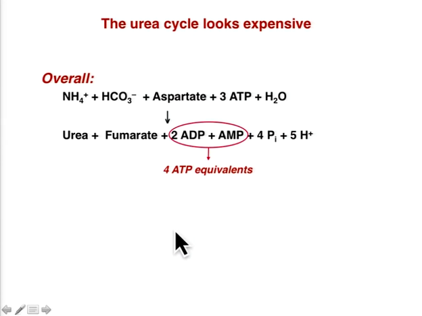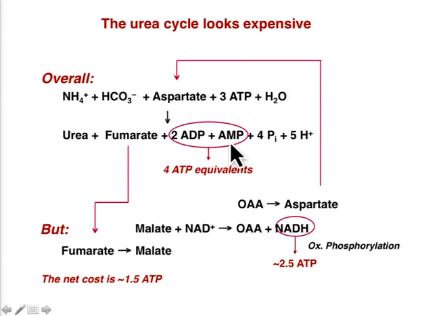So overall, we've cleaved four phosphoanhydride bonds. We've used three ATPs to make two ADPs and one AMP. That's four ATP equivalents. And we fed in aspartate, and we got out fumarate, right? We can convert fumarate to malate, and oxidize malate, and reduce NAD to NADH. That gives us back 2.5 ATPs, remember, from the oxidative phosphorylation lecture. So the net cost to this cycle is less than it would be if we didn't have this cool way to shunt the fumarate back into aspartic acid. And so the cell is being resourceful here.